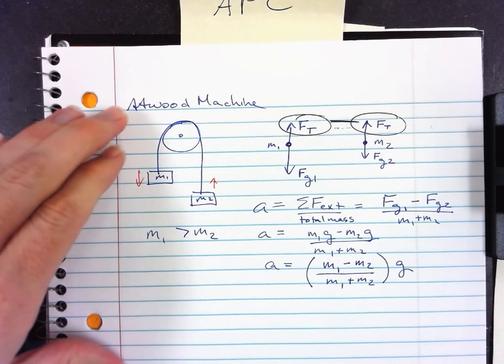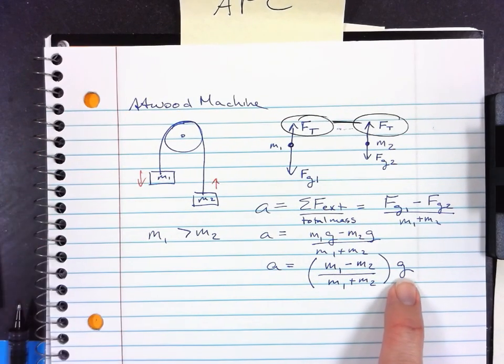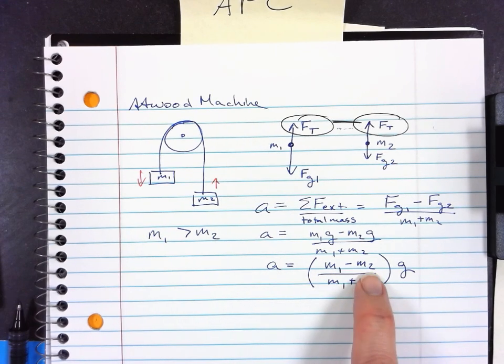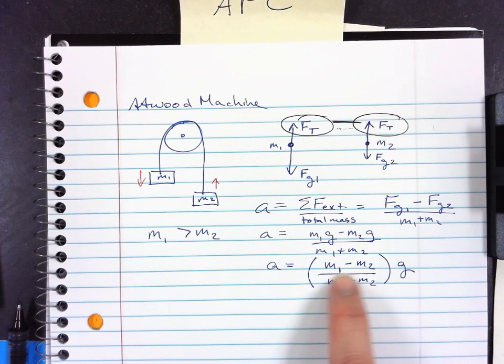So when Atwood built this, and he was trying to get a really, really good number for G, in order to measure A effectively, he needed something that took a really long time. And so he used a very small difference in masses. And that's our introduction. It's not the end of it, but that's our introduction to multiple objects.